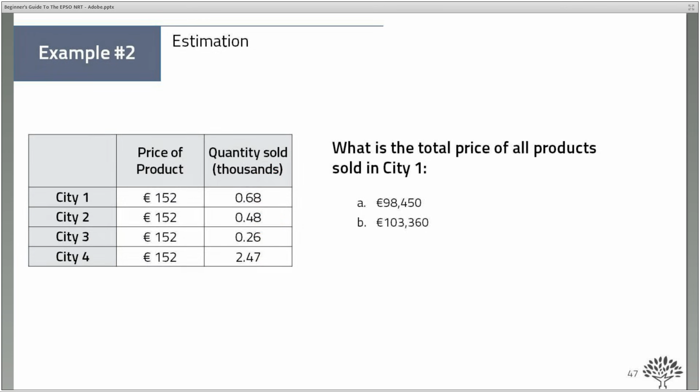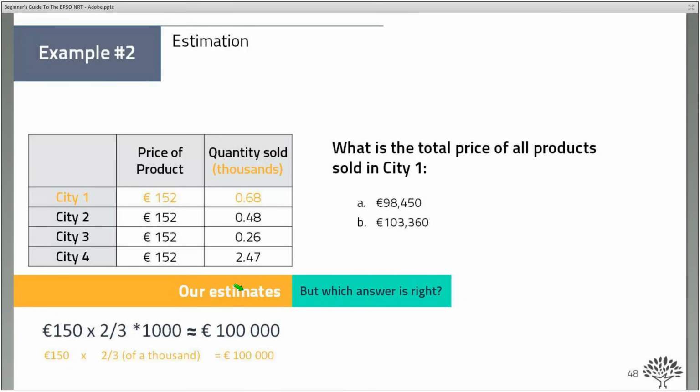Now I talked about rounding up and rounding down. In this question we have, what is the total price of all products sold in City 1? We know it's going to be about 150 times about 2/3, so about 100,000 euros. But which answer is right? It could be either of those. Well, we know that we've rounded down a bit here, and we know that we've rounded down a bit here. So that tells us that our approximation is going to be a little bit below the answer.